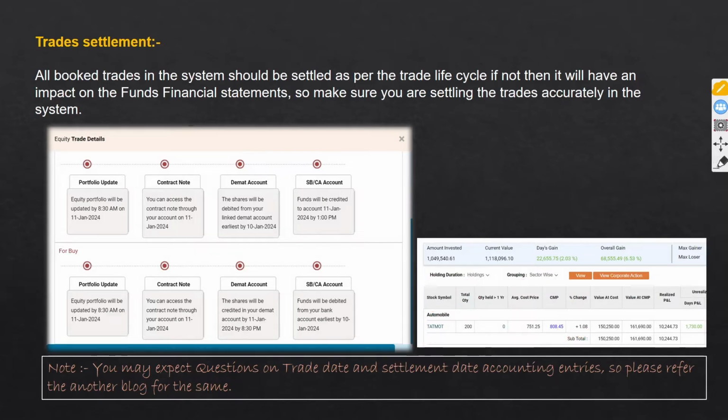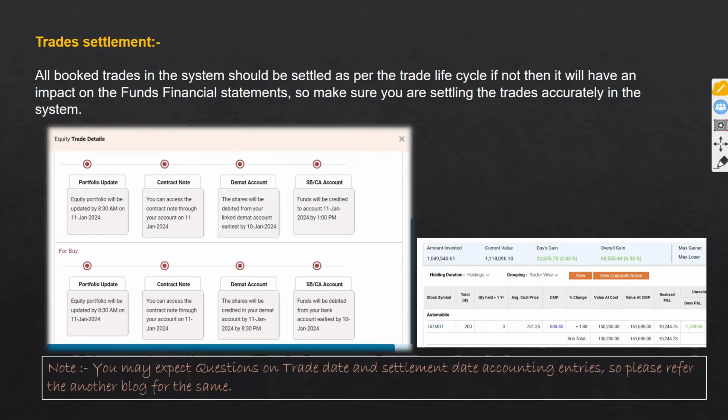Make sure that you definitely expect questions around trade date and settlement date, like how we follow trade date and settlement date accounting in the fund book. That question was asked in a BNY interview. So I would request you to please go through it and prepare it, so that it helps you answer it in any upcoming interviews.